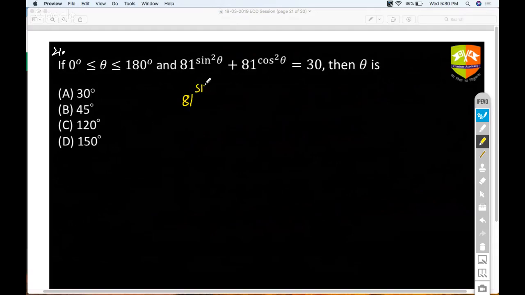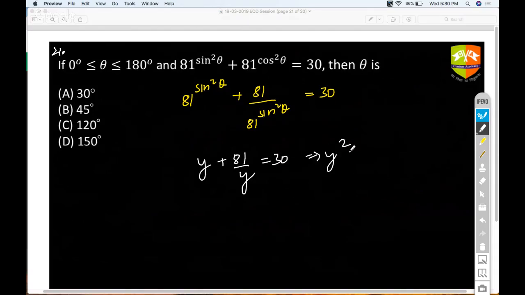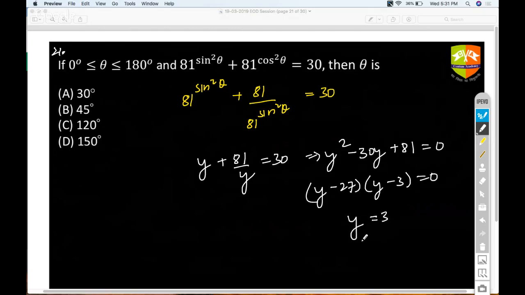So this becomes sine square theta plus 81 by 81 to the power sine square theta, and that's equal to 30. So if you call this term as y, it will become 81 by y is equal to 30, which means y square minus 30y. So this can be factorized as 27 and minus 3. So y could be 3, y could be 27. So 81 to the power sine square theta, if it is 3, that means sine square theta has to be 1/4. Correct? Okay. So sine theta has to be plus minus half.